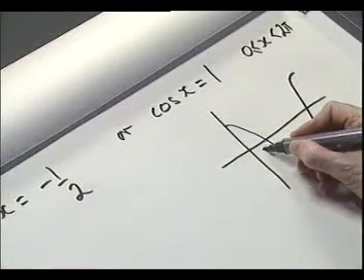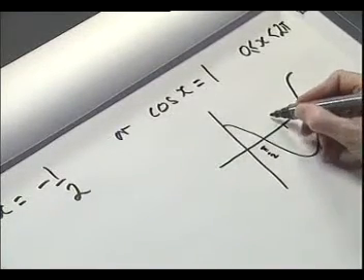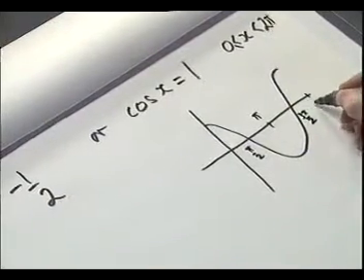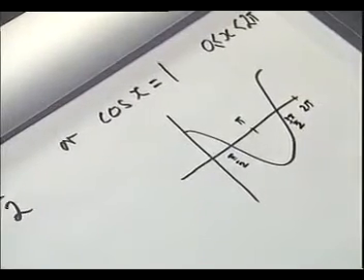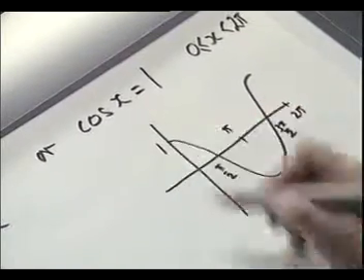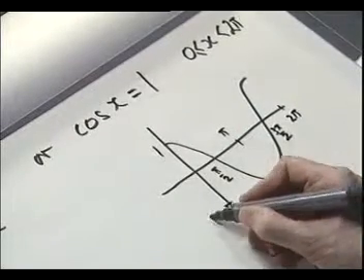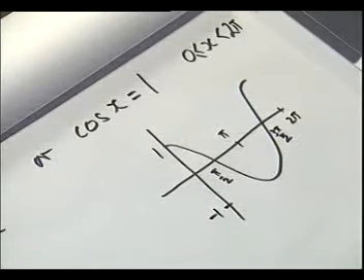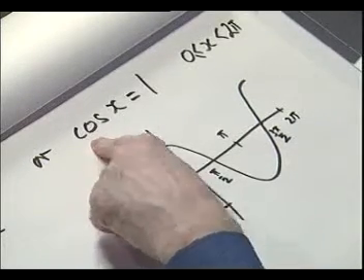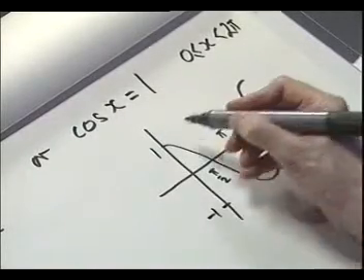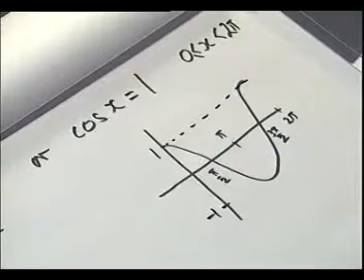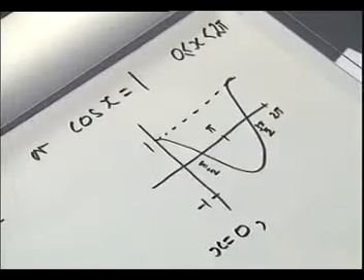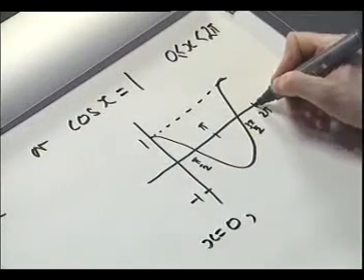This is pi by 2. This is pi, 3 pi by 2, and 2 pi. And this is 1 on the y-axis and minus 1 on the x-axis. So, what are our values? Well, let's take this equation first. Cos x equals 1. If we go across at 1, we've got this value here, x equals 0, and this value here, x equals 2 pi.